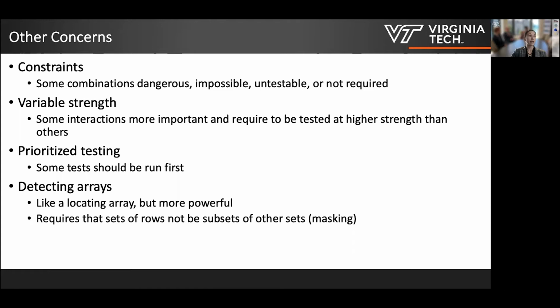Or there might be tests where the full configuration, with values assigned to every one of the components, really needs to be run. And so we'll seed our combinatorial array with those tests and then just fill in the rest of the tests to achieve coverage. And then last, I mentioned detecting arrays. They are like locating arrays, but they're more powerful. They require that sets of rows also not be subsets of other sets. So this prevents masking.